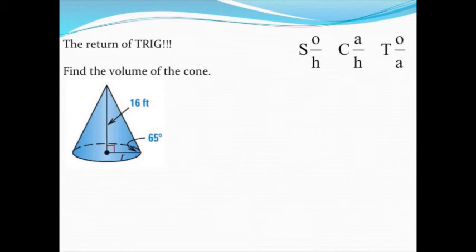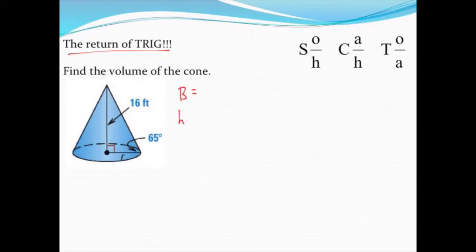Here's a great problem that at first looks just like a typical find the volume problem, but it's going to be the return of trig. So good old SOHCAHTOA is coming back for this problem to help us find the volume of this. So as we've done with volume before for a cone, we need to know two things.